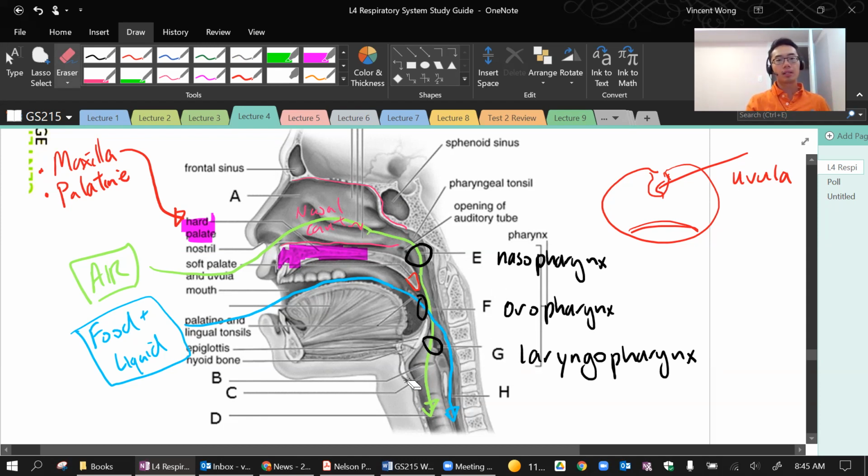Any questions about what's going on here with all the openings and the connections? No questions? Okay, so for a more detailed explanation, go for the recording. Yes, Ruby, go ahead.